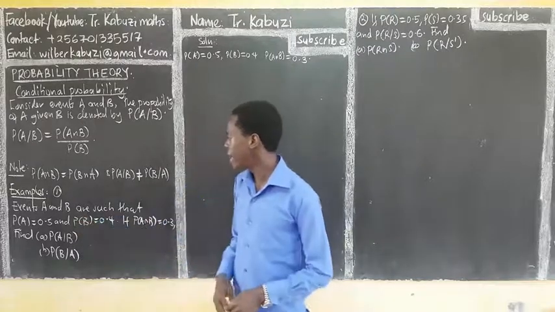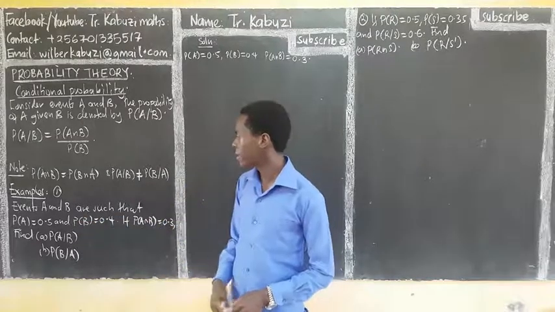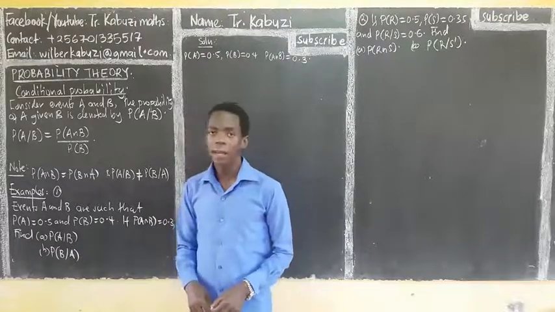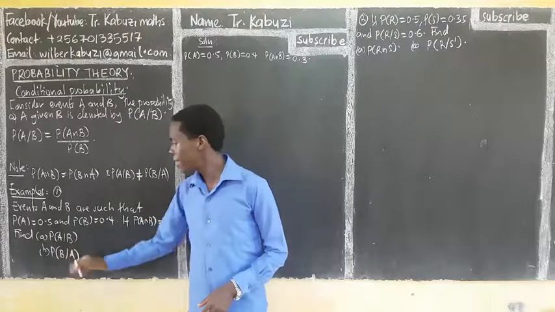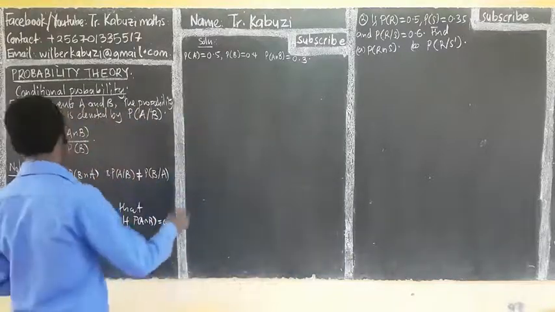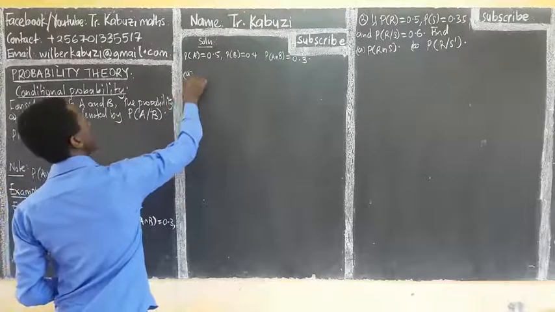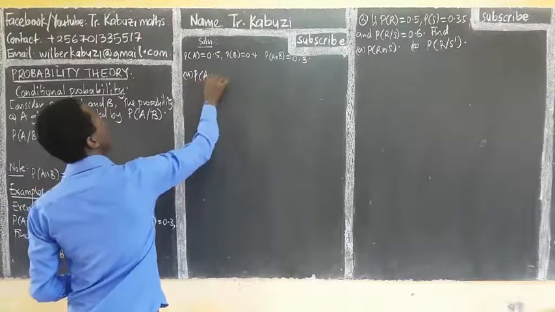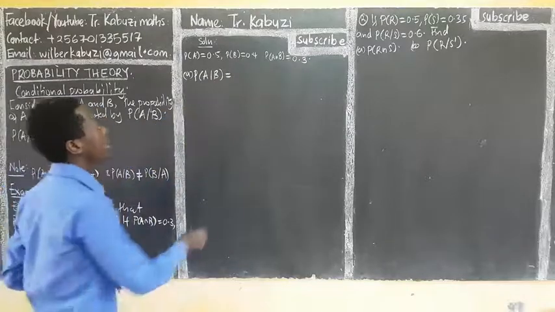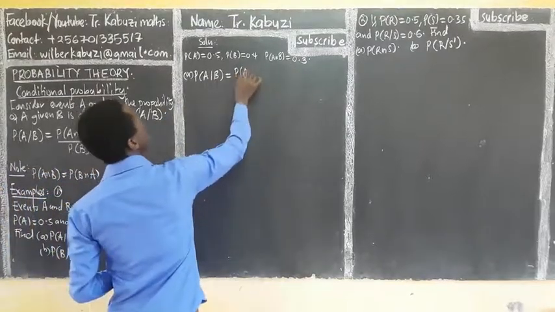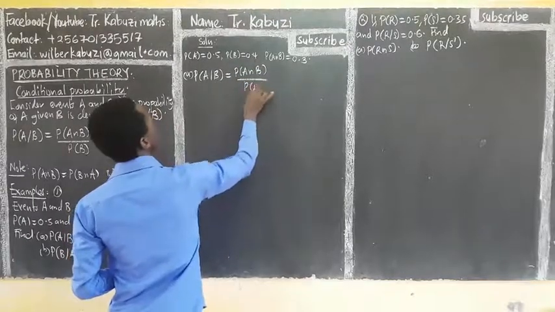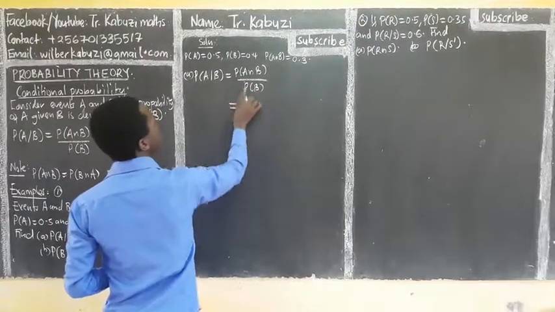Events A and B are such that probability of A is given, probability of B is given, and the intersection is given. Find probability of A given B. So, you summarize the question like that. Then if you come to part A, probability of A given event B: it's the same as probability of A intersection B, the whole over probability of B. You have everything there.